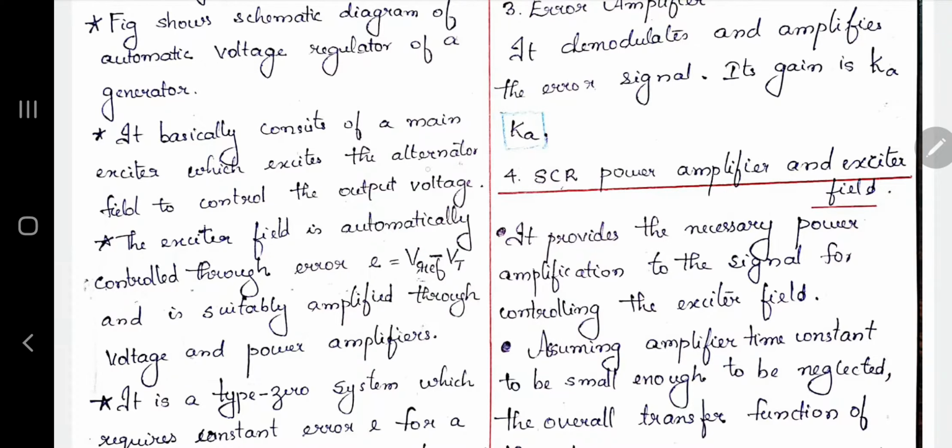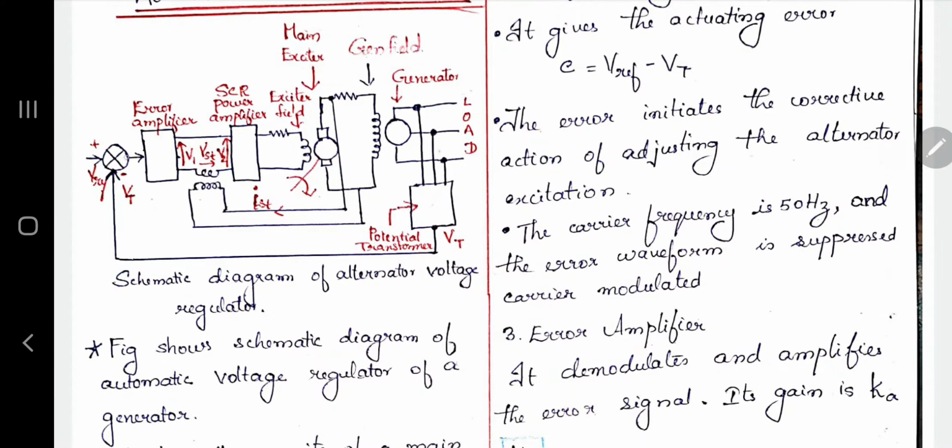Here you can see this is the error signal E which is coming, and it is created by taking the error of a reference and the terminal voltage. The terminal voltage is taken through a potential transformer, and these two create the error signal, that is V reference minus Vt. It is properly amplified and then reaches the exciter field, and it controls the output voltage of the alternator. So, this is the system.